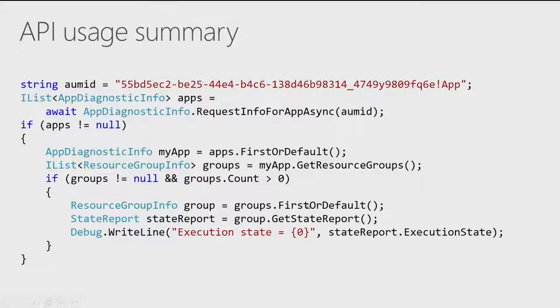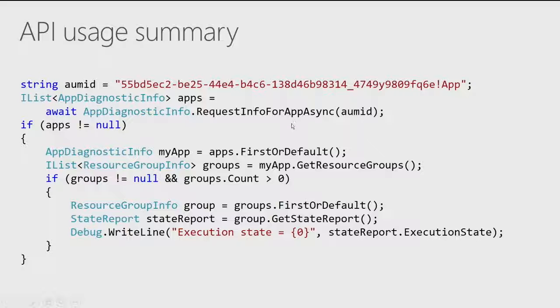Here's a summary of how you would use the APIs in this scenario. So unlike the task manager scenario, here's a case where we're building a tool that's profiling our own app. So we're going to use the request info for app async instead of request info. There's an app diagnostic info request info async method, which gets you all running UWPs. If you say request info for app, it obviously only gets just the one you're interested in, specified by its app user model ID, which you would know because this is in your manifest. By default, it's some GUID-based string, but if you've reserved a name for your app in the store, then it will be a more meaningful name.